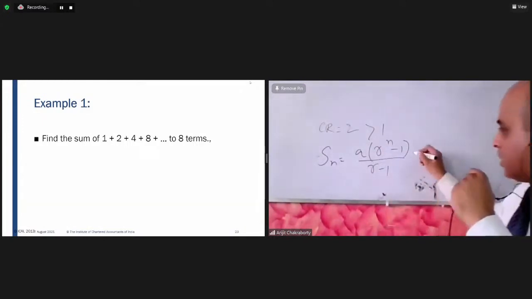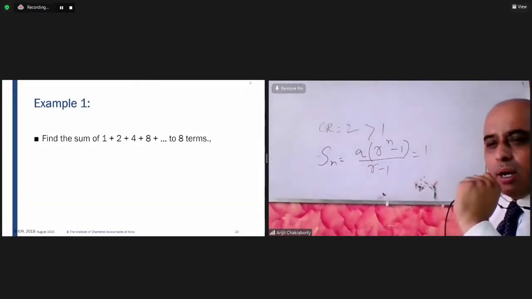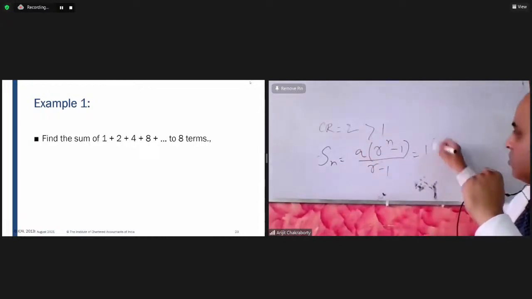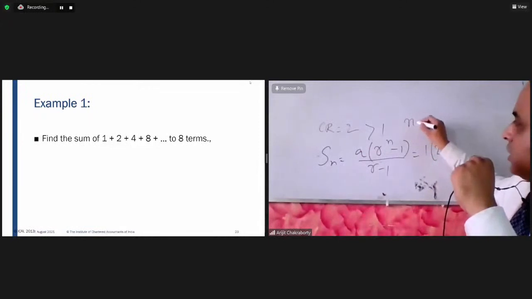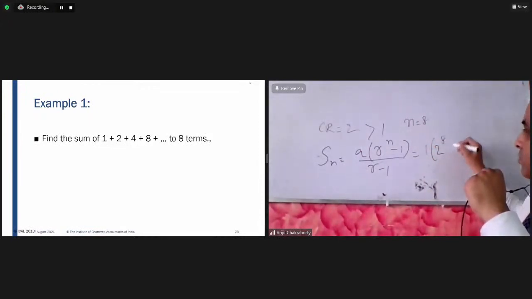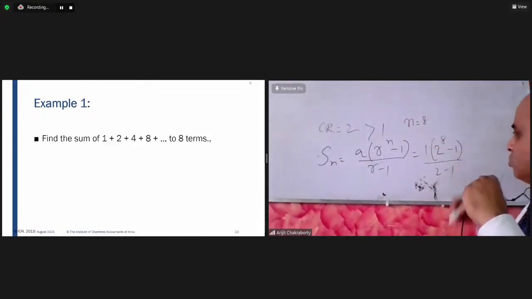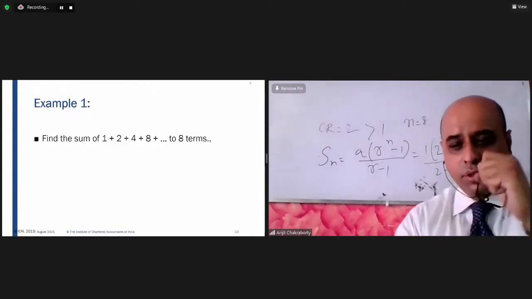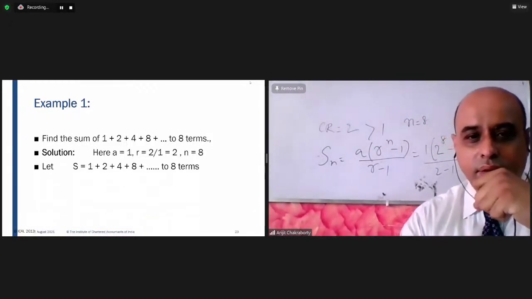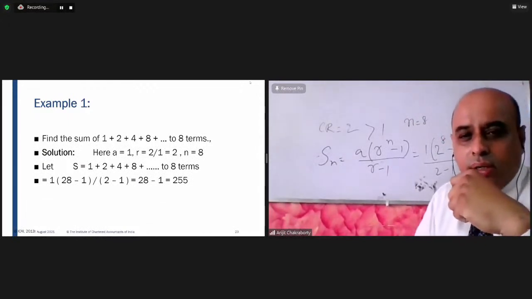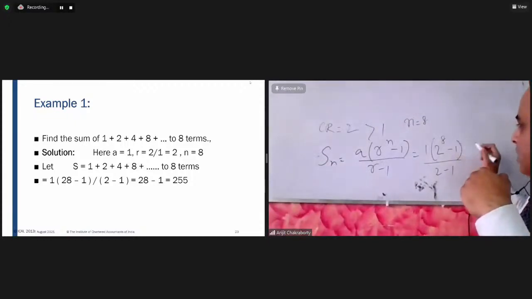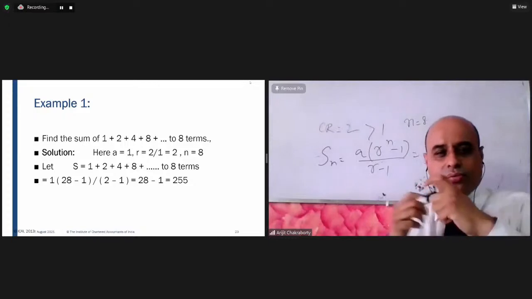Here a is 1, so I write 1 here. r is 2, so 2. We have to find the value till n, so n is 8. So I'll write 2 to the power 8 minus 1 divided by 2 minus 1. 2 to the power 8, just calculate. So you will see that it comes to 256 minus 1, which is 255. So answer is 255.